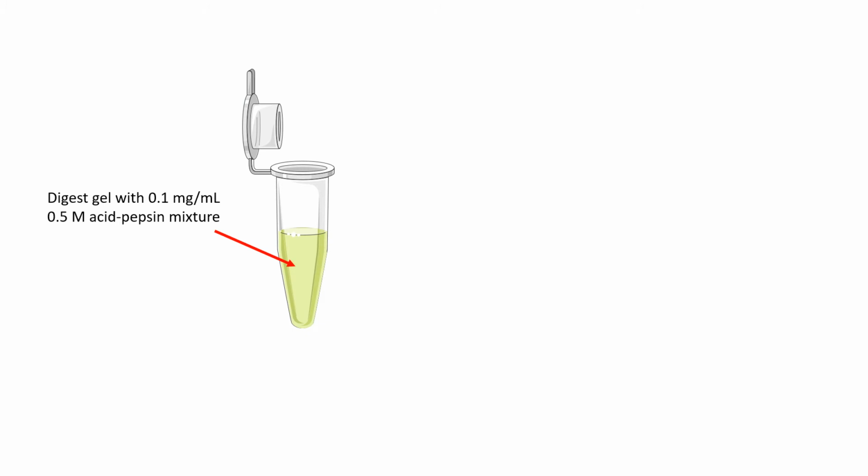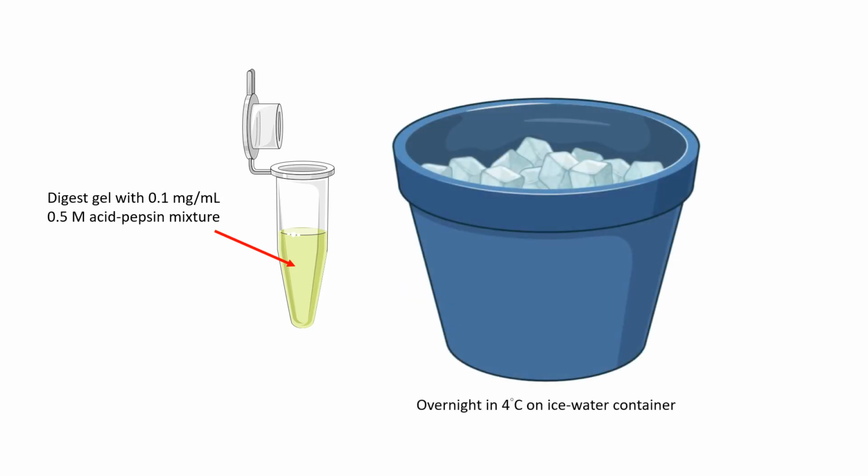So now that we have measured the wet weights of our samples, we can go ahead and proceed with our digest, with our prepared digest solution. We will digest our cellular agar gels with the 0.1 milligram per ml half molar acid pepsin digest mixture that we prepared. And this will be occurring within an ice water container overnight. So the digest will happen overnight at roughly 4 degrees centigrade within this ice water container. We're just going to leave it to digest overnight, which is about 8 to 12 hours, roughly.